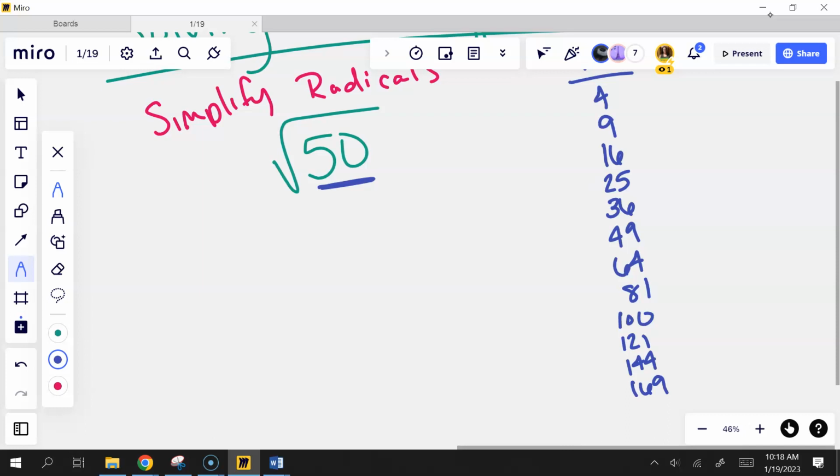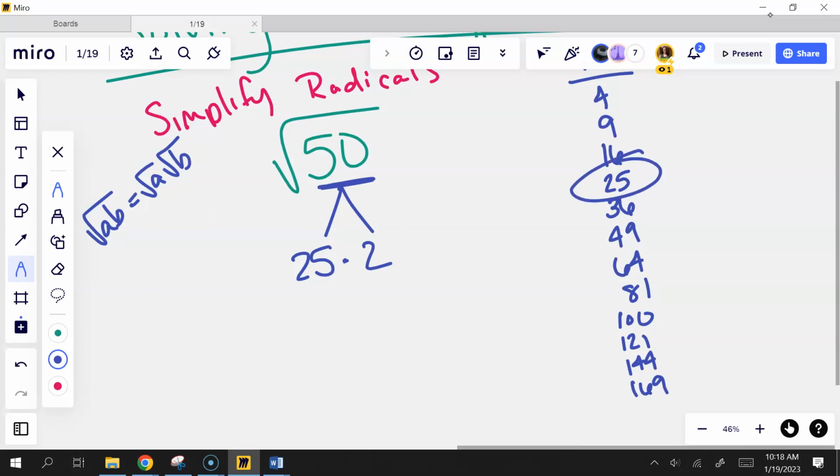Do y'all remember doing this, or do I need to go back as to why and everything? Because here I could break this up. Radicals have this neat property that if you're multiplying, you can split into two different radicals to multiply, and that's essentially what we're doing here. So you said 25 times 2 is the same thing as 50, right? We chose 25 because it's the biggest number from this list that goes in evenly. The square root of 25 is 5. So I get 5 times the square root of 2, and that's how I simplify that radical.